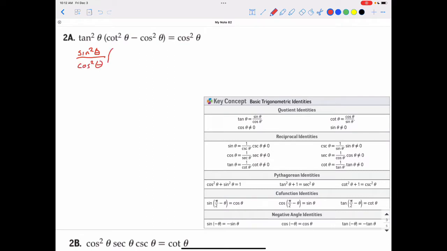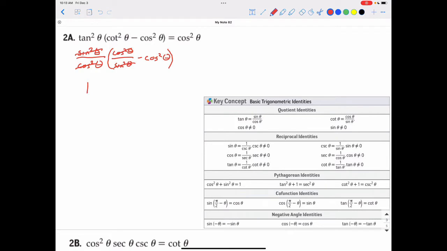And I'm going to distribute that into this set of parentheses. Well, cotangent squared theta is the same as cosine squared theta over sine squared theta, and you'll hopefully see what's going on there before we multiply it out, minus just cosine squared theta. And so when I distribute this, sine squared over cosine squared times cosine squared over sine squared, everything's going to cancel out on that. The sine squared up here will cancel with the sine squared down there, and the cosine squared will cancel with the cosine squared down there, leaving just 1.